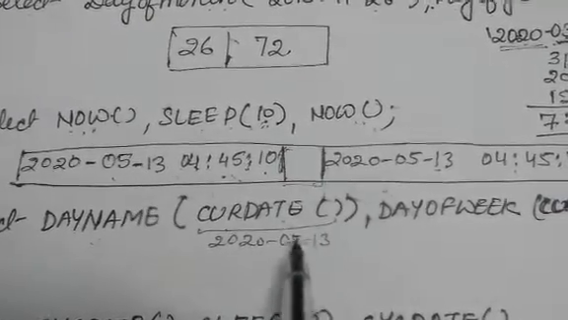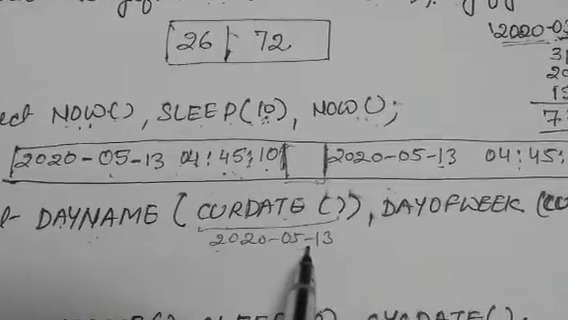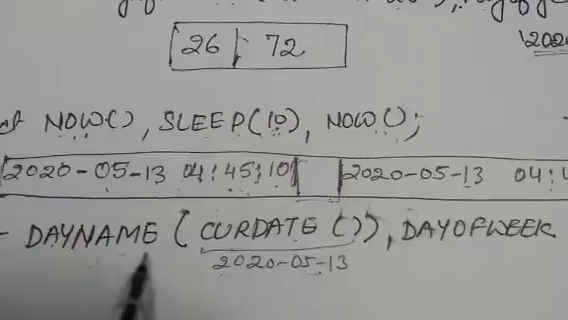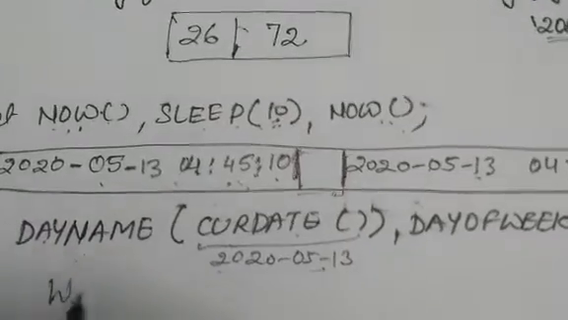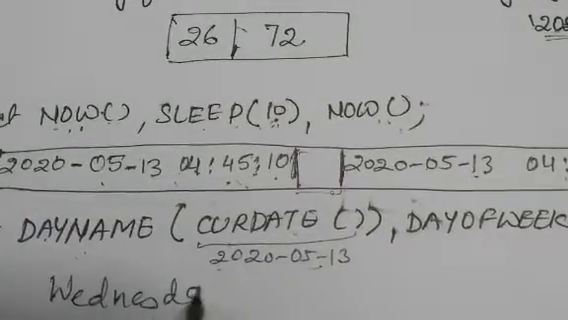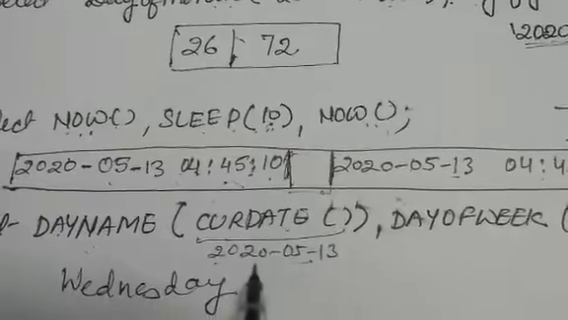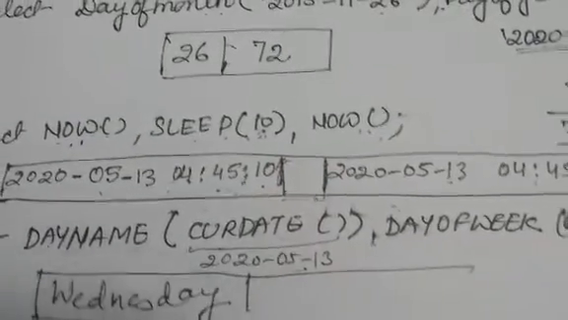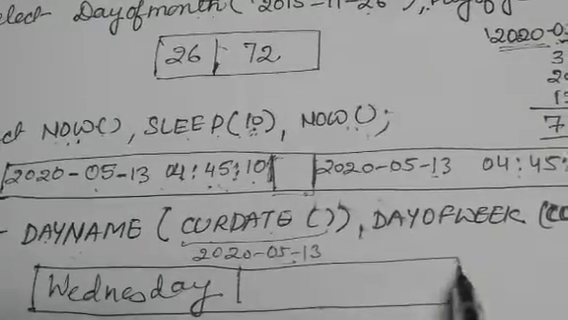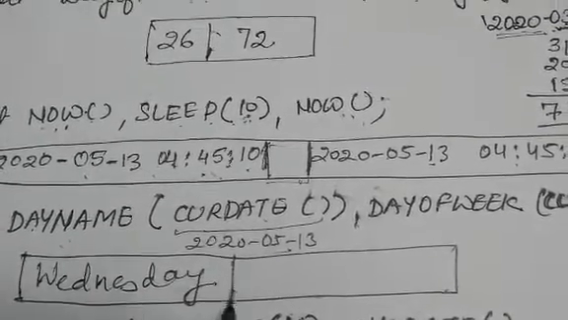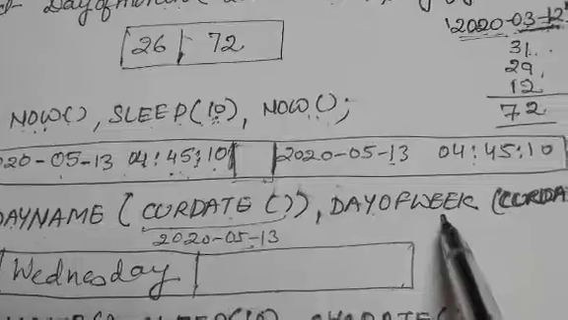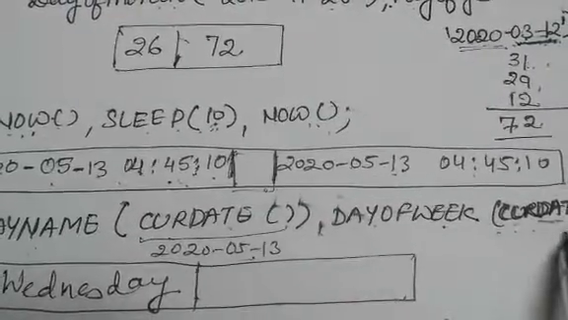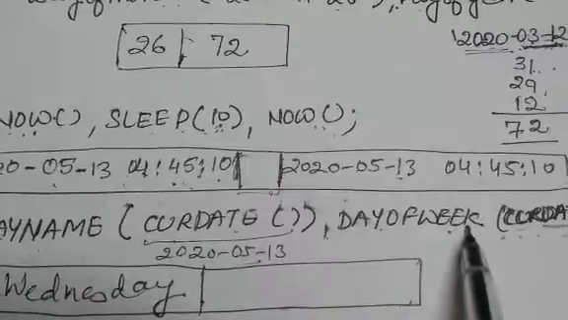05-13. Day name of this, what is today's day name? Today is Wednesday. Comma means a next column, output in the next column. So comma, day of week. So today is again the same day, 2020-05-13. So which day is today?